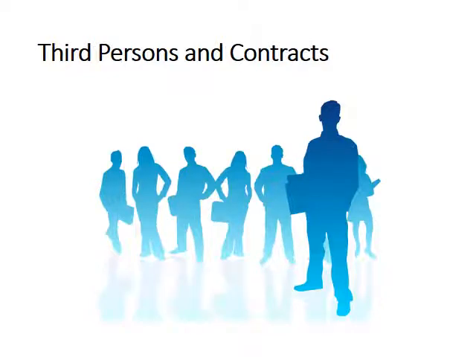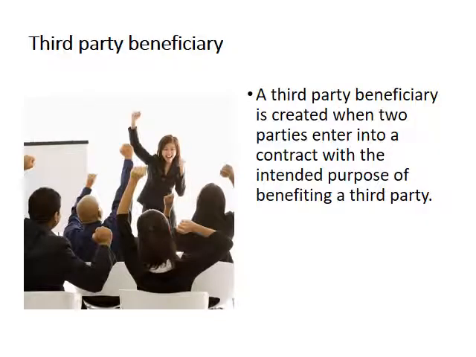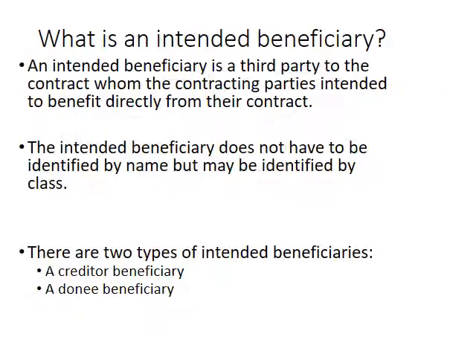Third persons and contracts. That's what we're going to be looking at in this area. A third-party beneficiary is created when two persons enter into a contract with the intended purpose of benefiting a third person. What is an intended beneficiary?